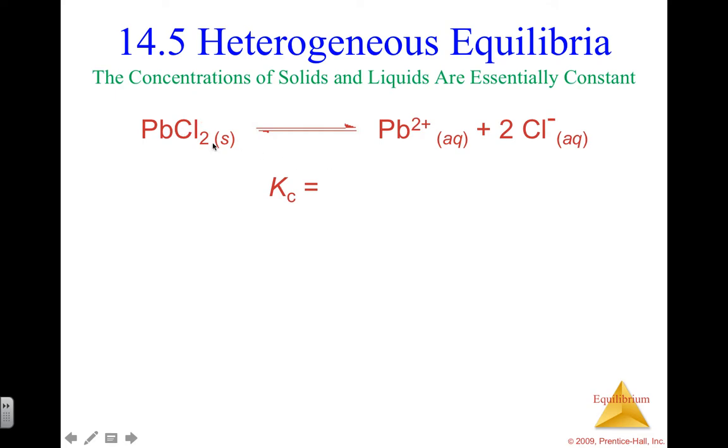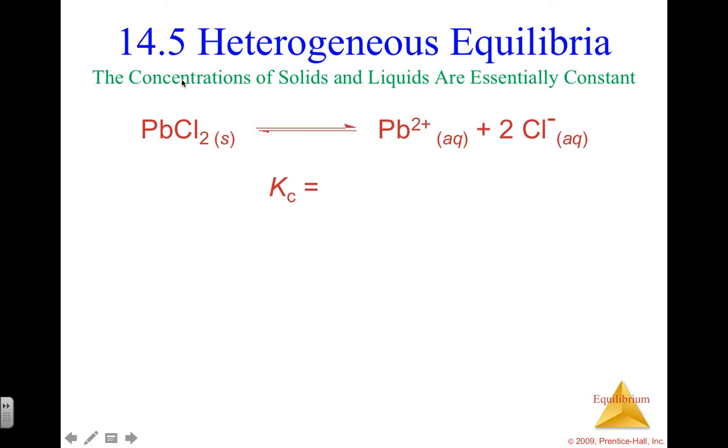So here I'm looking at an equilibrium between lead-2 chloride, so this is a solid, in equilibrium with aqueous lead-2 ions and 2 chloride ions. And this is what we see in lab in experiment number 2. When you add HCl and you precipitate out lead-2 chloride, remember if you add it to a hot water bath, a lot of that lead-2 chloride will dissolve and become aqueous.